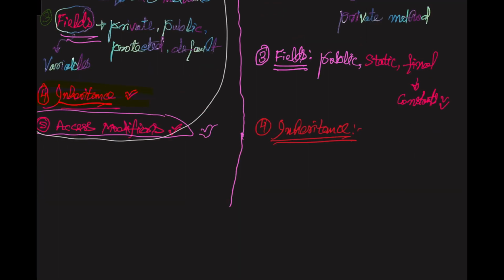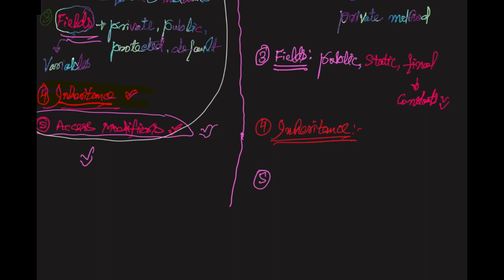A class can implement multiple interfaces, allowing for multiple inheritance of type. Like in Java, we cannot implement multiple inheritance with classes, but through interfaces it is possible in Java. Yes. Okay, now let's know about the fifth one.